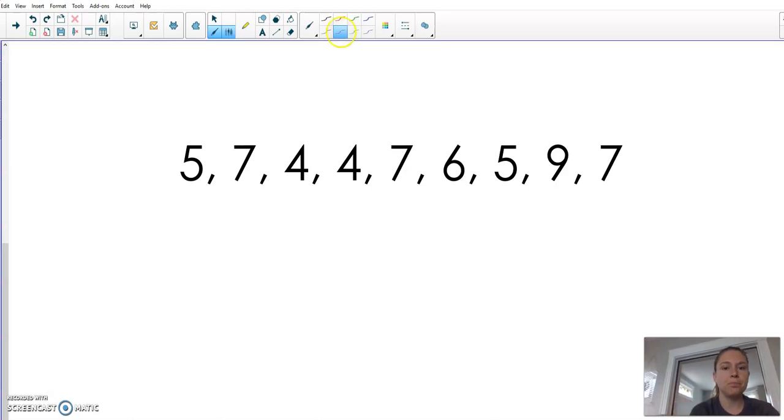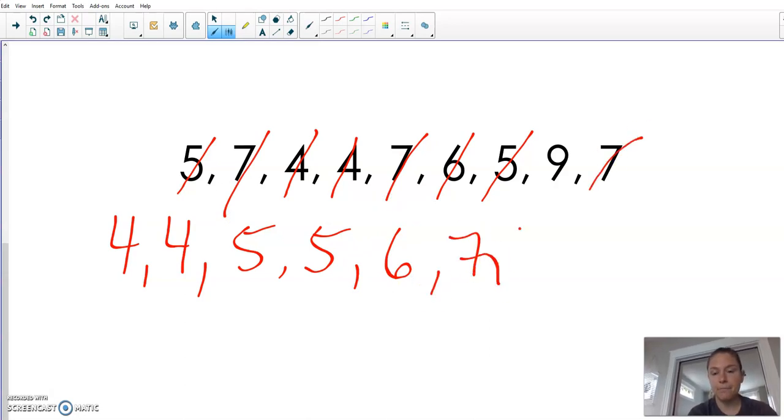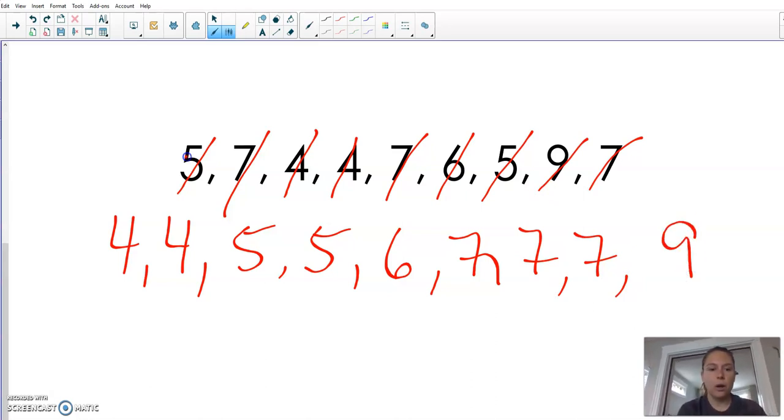So what I'm going to do is write them in order from least to greatest, but my trick is to cross them out as I go. That way I don't forget any. So let's go 4, 4. We've got 5, 5. We've got 6. We've got 7, 7, 7. And we've got a 9. And then double check, because if you miss a value, you're in big trouble. So I've got 1, 2, 3, 4, 5, 6, 7, 8, 9. 1, 2, 3, 4, 5, 6, 7, 8, 9. All right, perfect. So let's go back up.